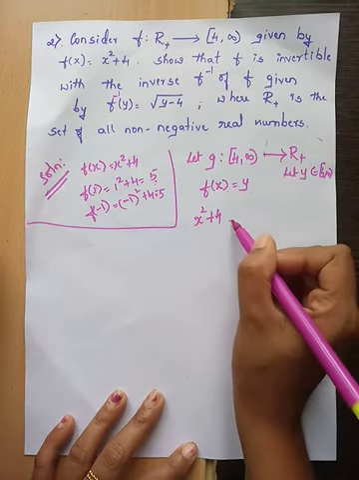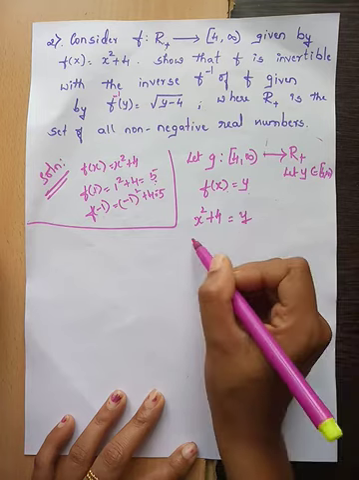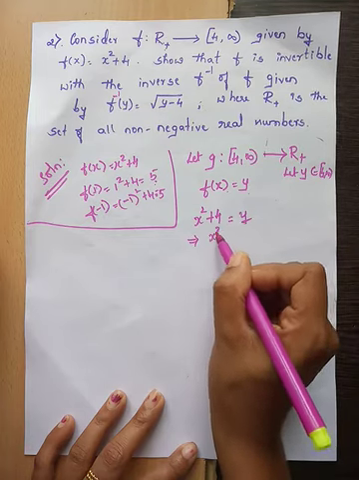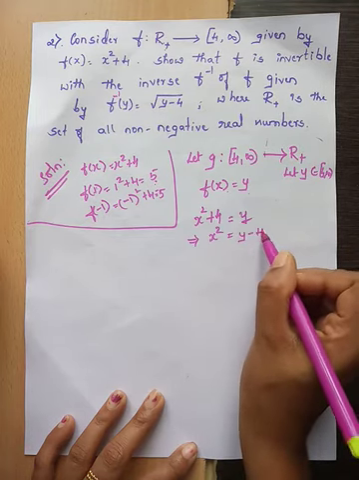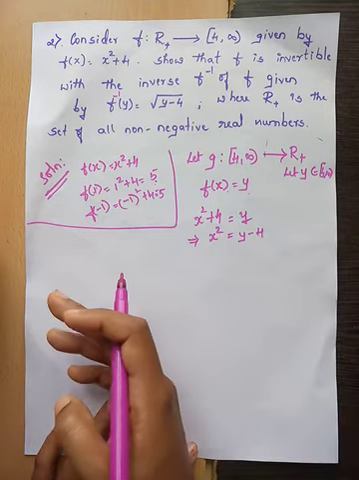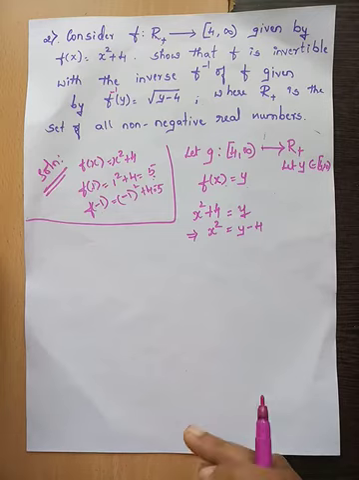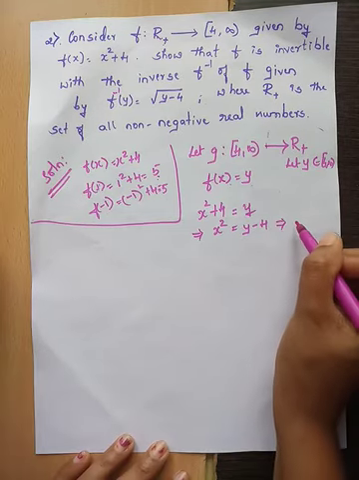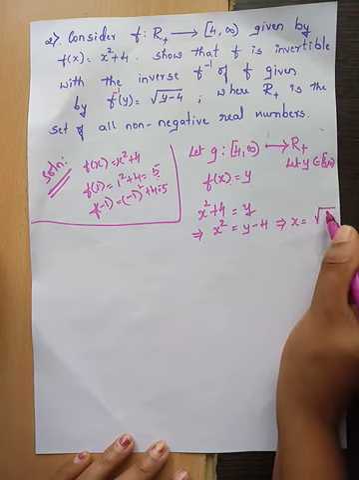So, x square plus 4 should be equal to y. What does that mean? x square is equal to y minus 4. I need to find the value of x so that I can give that value of x to g of y. So, that means x square is equal to y minus 4. So, x should be equal to plus or minus square root of y minus 4.